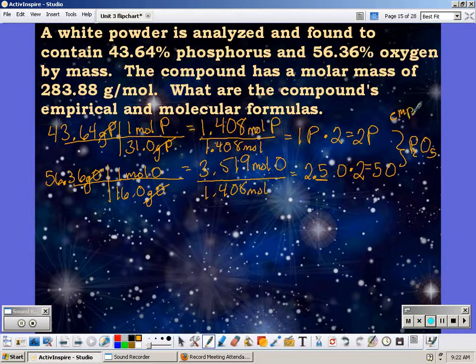I need to find the molecular. So you take the molar mass that they give you, and you divide by the empirical molar mass. So 2 phosphoruses and 5 oxygens has a molar mass of 142. And so you have 2 as your multiple. So you have 4 phosphorus and 10 oxygens.